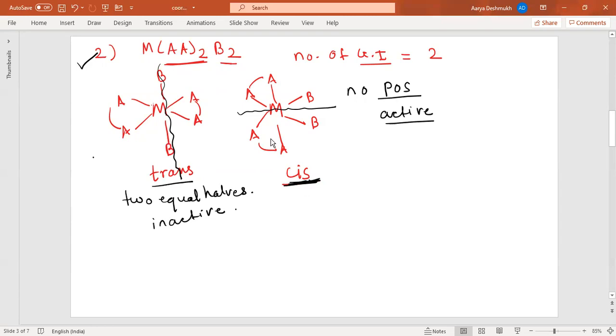Okay, because it has a plane of symmetry, and it has not got a plane of symmetry. So this is very, very important. This can be cut into two equal halves.